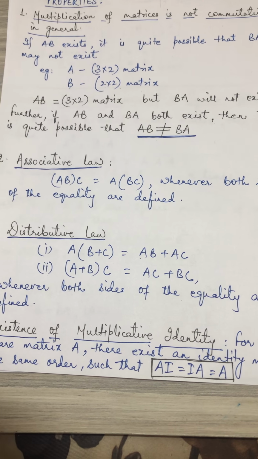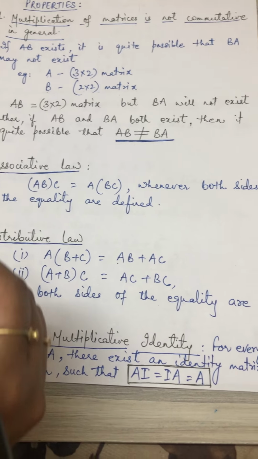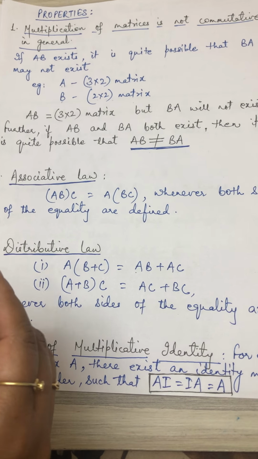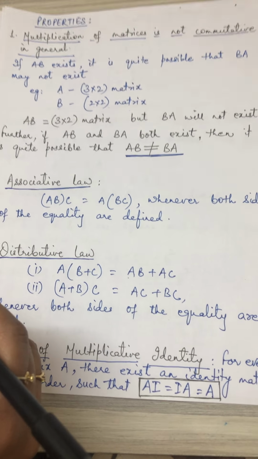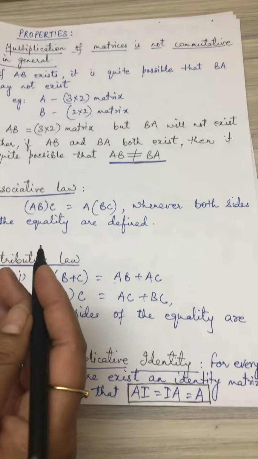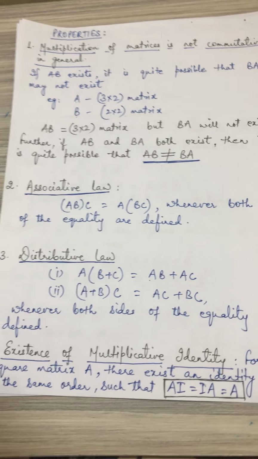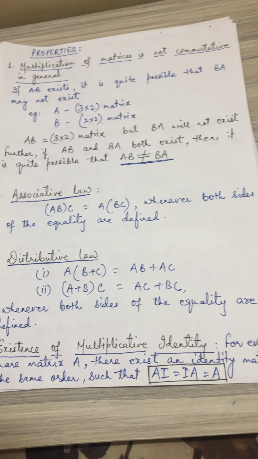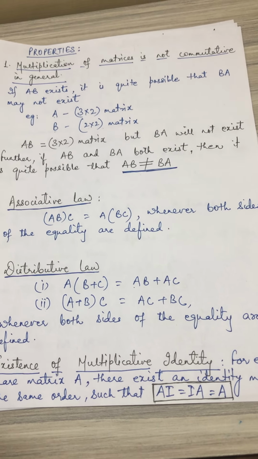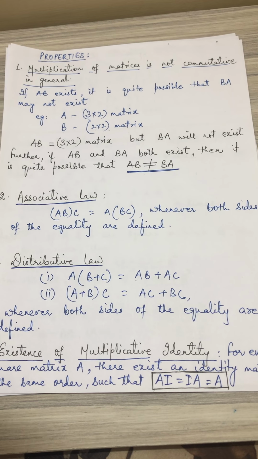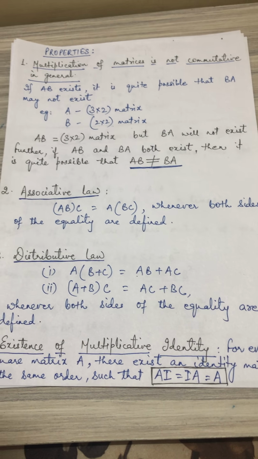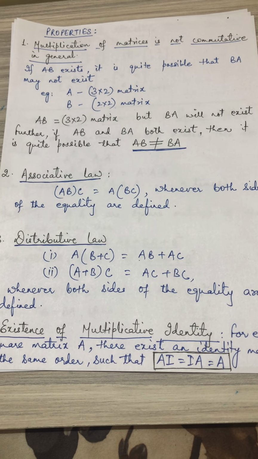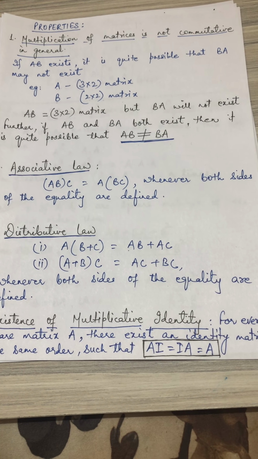Now, the above discussion, however, does not imply that AB is never equal to BA. We can have matrices A and B such that AB is equal to BA. And in such a case, if AB is equal to BA, we say that A and B commute. And if AB is equal to negative of BA, we say that A and B anti-commute. We'll move to the next law, the associative law.